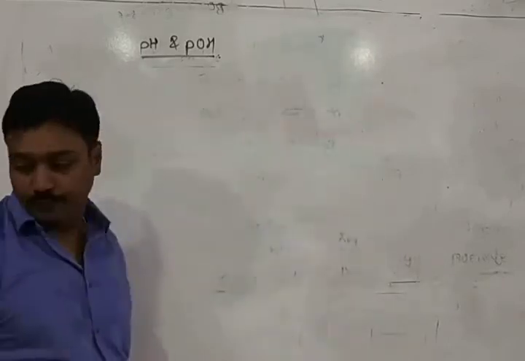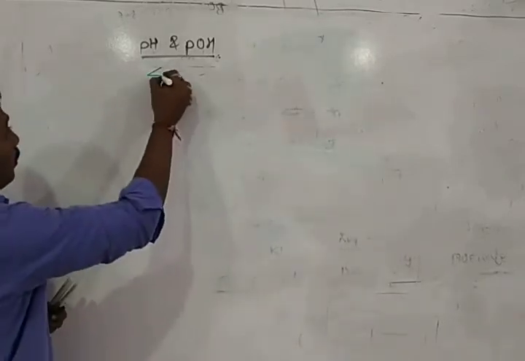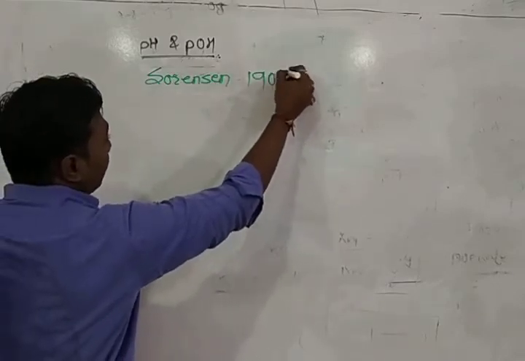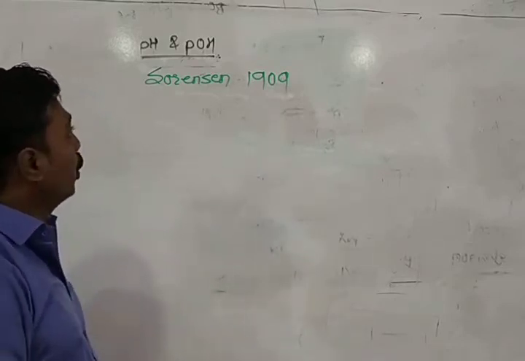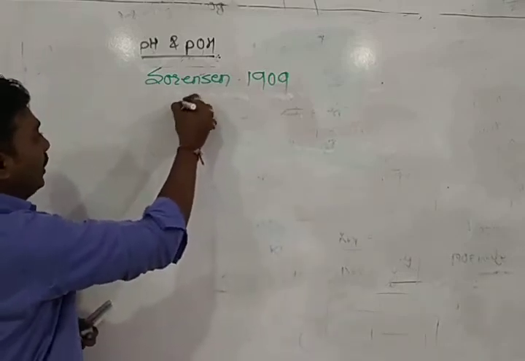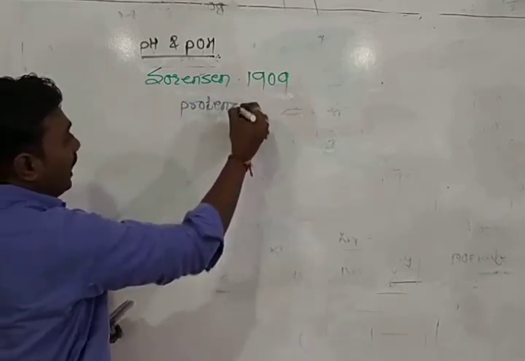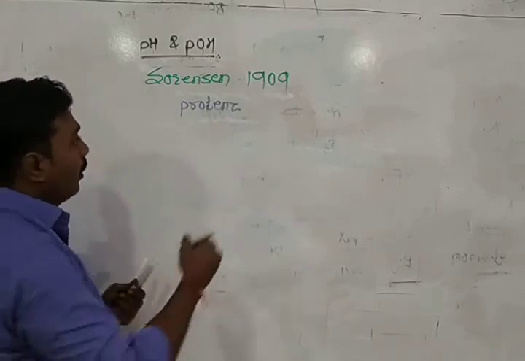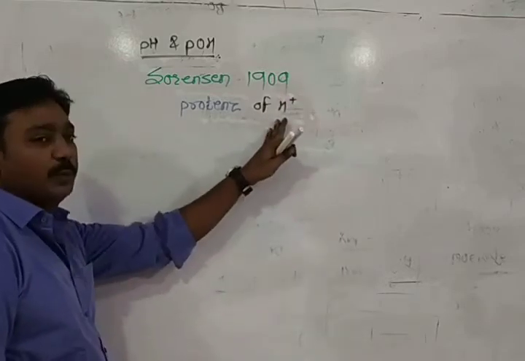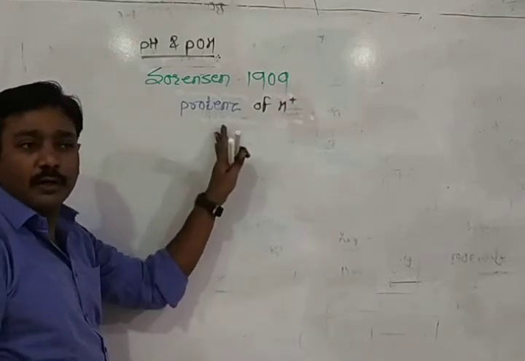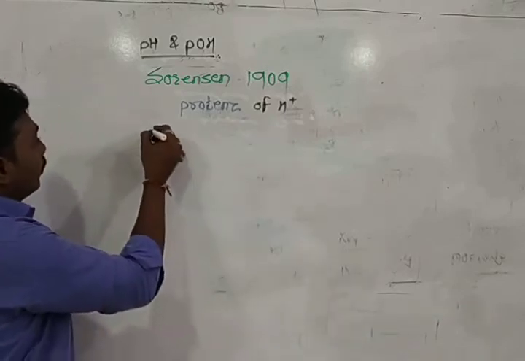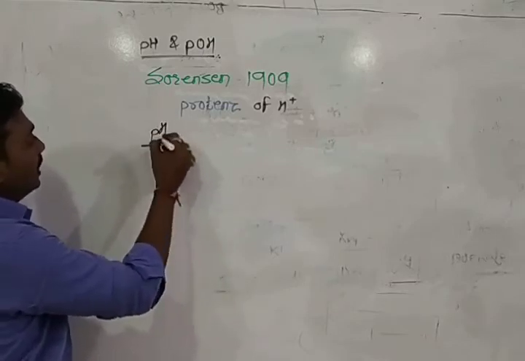scientist Sorensen in 1909 proposed a scale for measuring the pH value. P stands for power of H plus ion. By knowing the power of H plus ion, the pH can be calculated, and from that pH, the acids and bases can be identified. Now the definition of pH.